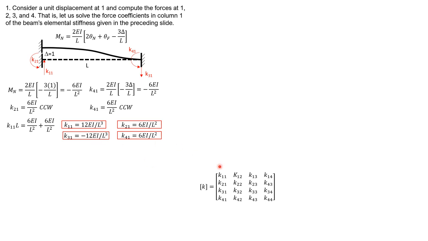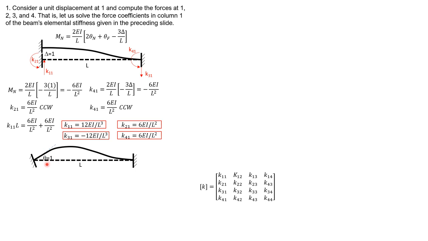Next, so we already found the force coefficients in column 1. So we still have 12 more. Next, we apply a unit displacement, unit rotation, which is counterclockwise at point 2. So this is the rotation. Theta is positive here because this is counterclockwise.